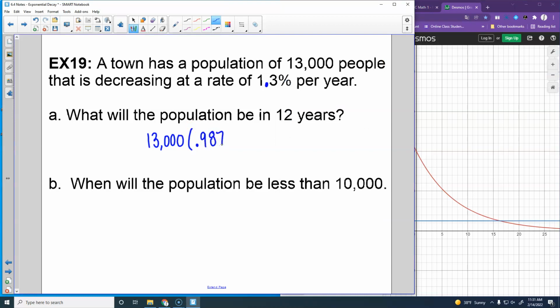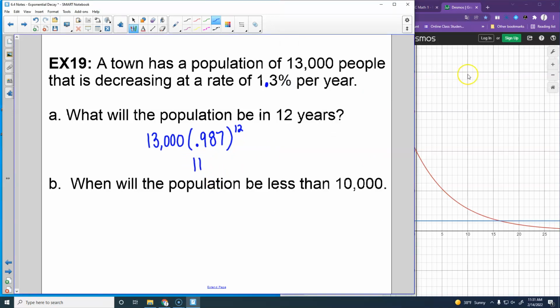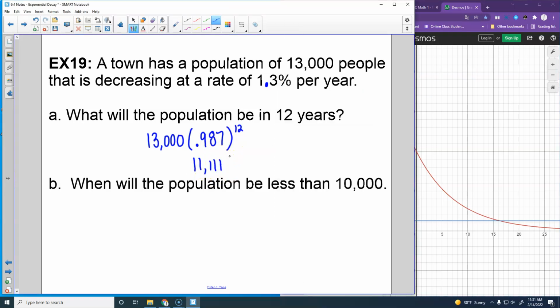And in this case, it's 12 years, so we type in 12. So we have 13,000 times 0.987 to the 12th power. We've got 11,110.111. Round to the nearest person.